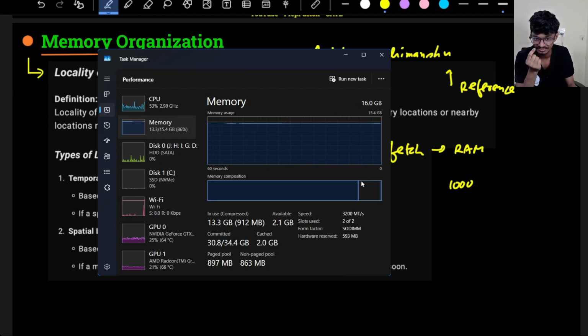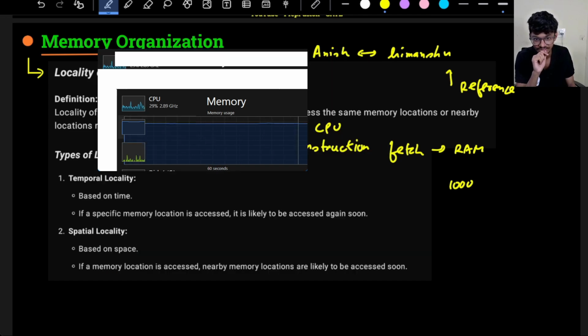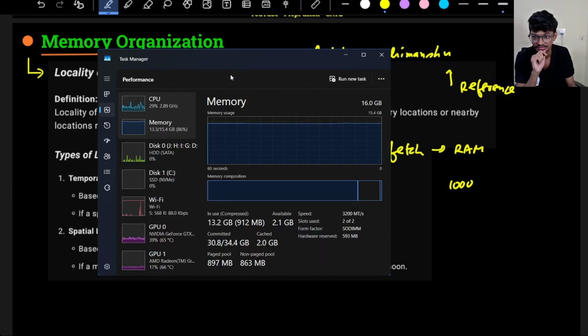So currently, if you see, my memory usage is really bad. I'm using almost 13.2 gigabytes out of 15.4 gigabytes. Okay, in use, sorry, just hold on. Is it like 15? Okay, memory usage is out of 15.4 gigabytes. I'm using 13.3 gigabytes, because I run very memory intensive tasks, like multiple Chrome tabs running, everything running.